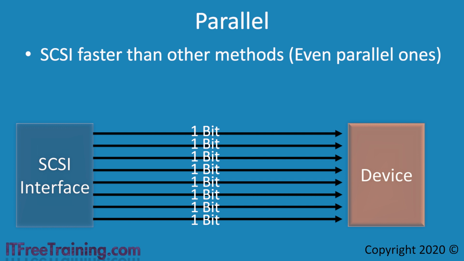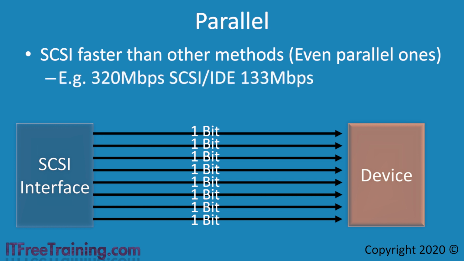Back in the 90s, SCSI was transferring data at 320 megabits per second, whereas IDE was transferring at 133 megabits per second. There were different versions of each which ran at different speeds. However, this will give you an idea what speeds were available at the time. The main takeaway is that SCSI ran faster than the competing products.